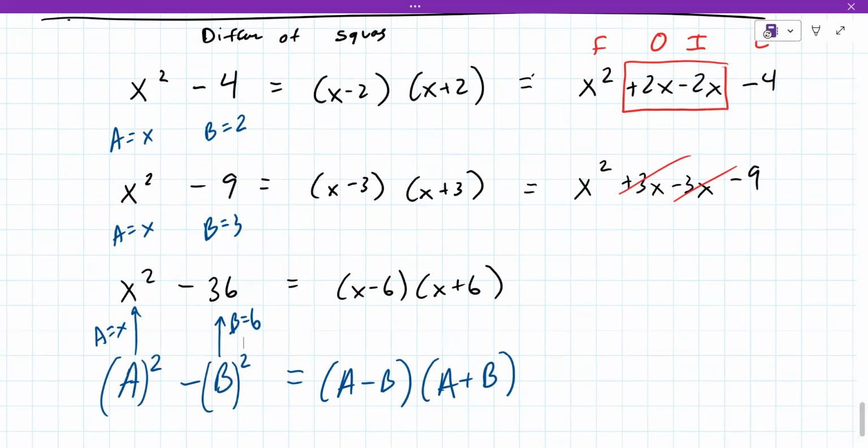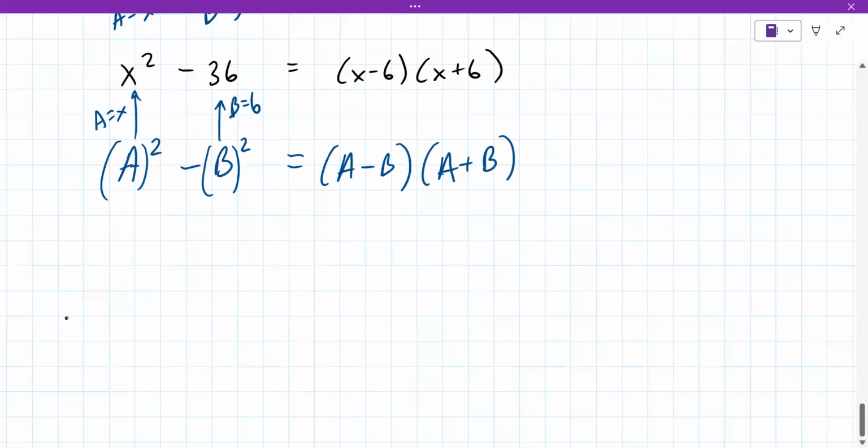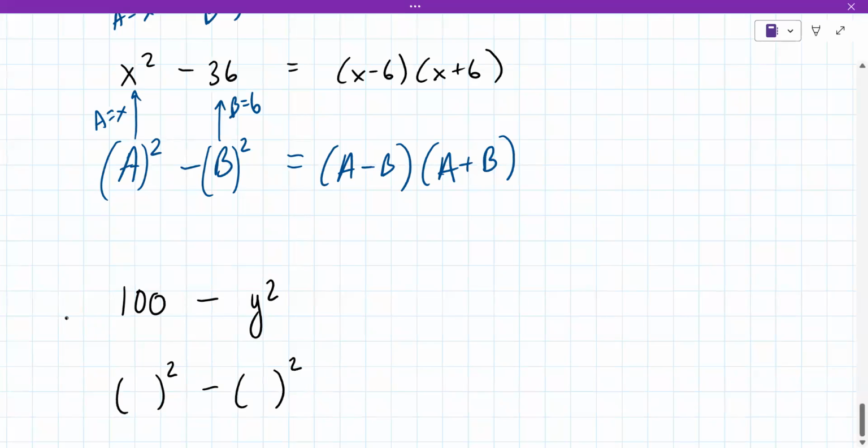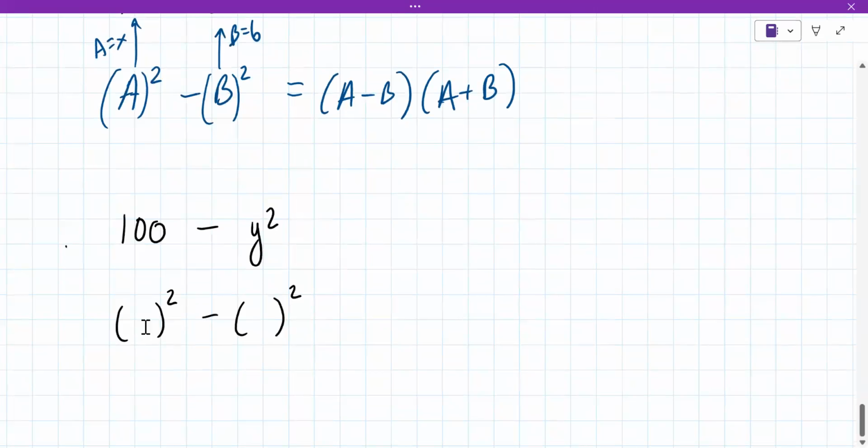The game is, when I give you something, and I'm going to give you a new problem here, you have to figure out what it is that you're squaring. So let's say I write it this way: 100 minus y squared. You want to think of it as, what am I squaring minus what am I squaring? What goes in parentheses such that when you square it, you get back to the previous line? So what do you square to get back to 100? 10. Or like you were saying, what is the square root of 100?